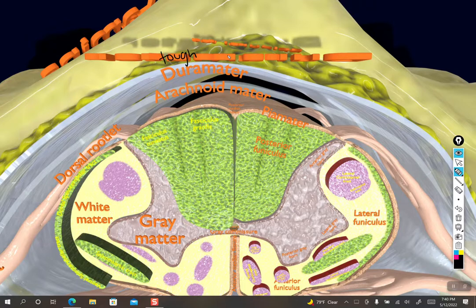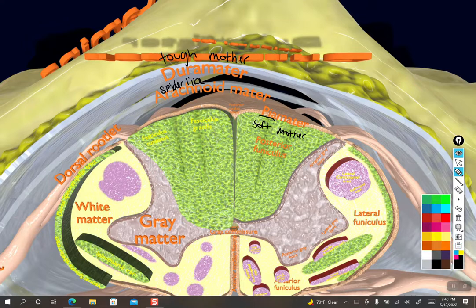Arachnoid mater means spider-like mother. And pia mater, again, there should be a space here, means soft mother. So the fat-filled space outside of the dura mater, between the dura mater and the bone of the vertebra, is the epidural space.